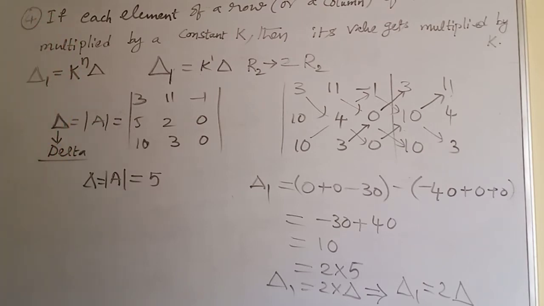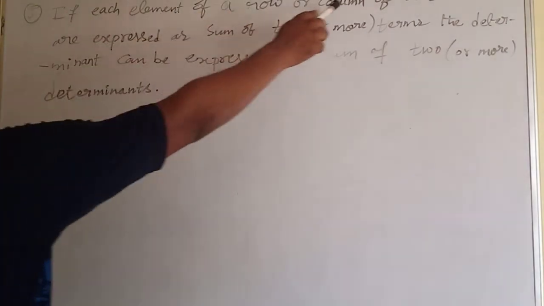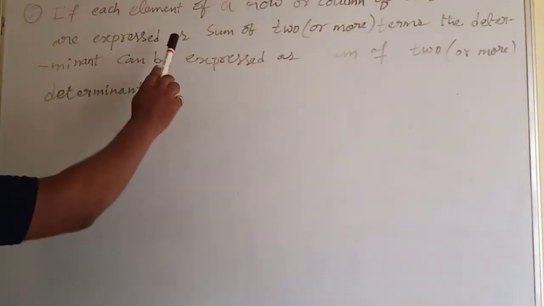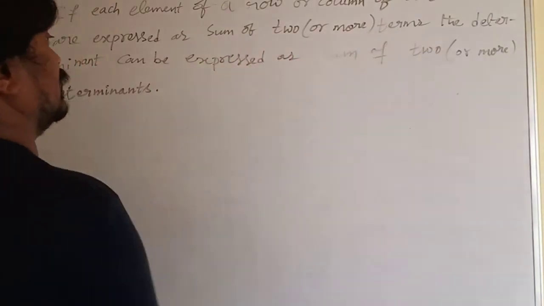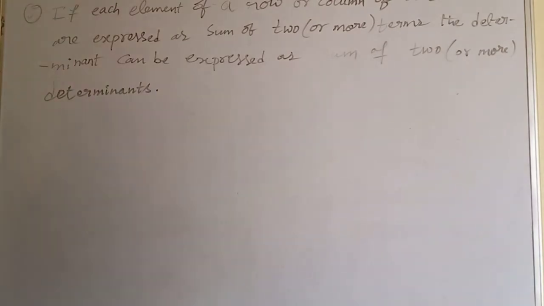Let's move on to the fifth property. Alright, the next property is this. If each element of a row or column of a determinant is expressed as a sum of 2 or more terms, the determinant can be expressed as a sum of 2 determinants. So what is the meaning of this? I'll write an example here so that you can understand.